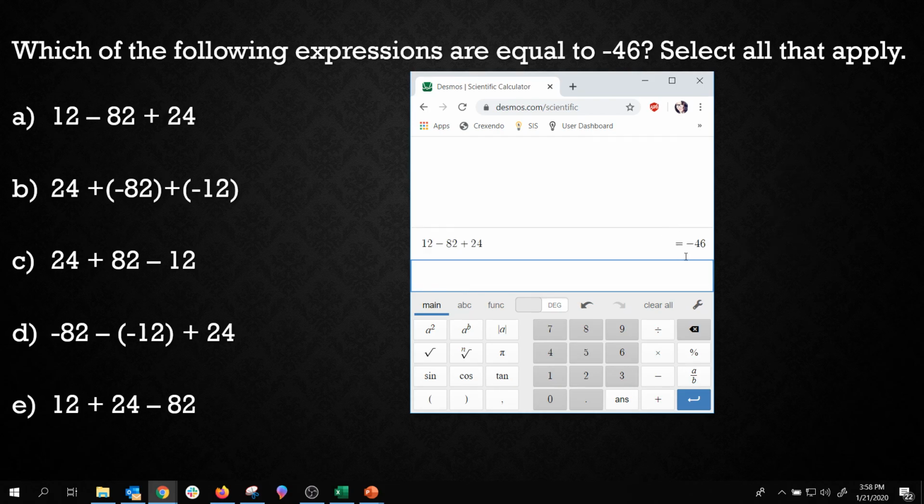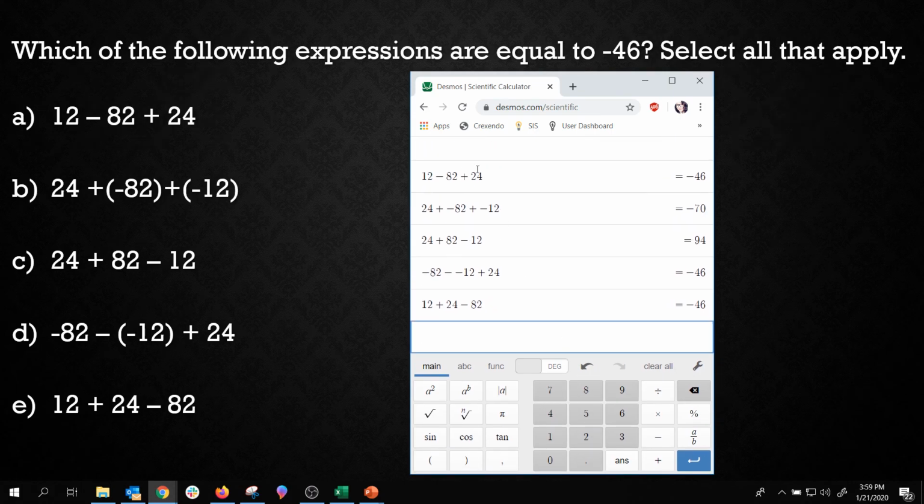So this first one works. I got negative 46. Let's check the second one. Plus negative 82 plus negative 12. That one's negative 70, so second one isn't going to work. 24 plus 82 minus 12. Not that one either. Negative 82 minus negative 12 plus 24. That one works. Check this last one. 12 plus 24 minus 82. That one also works. So this first one, this fourth one, and the fifth one.